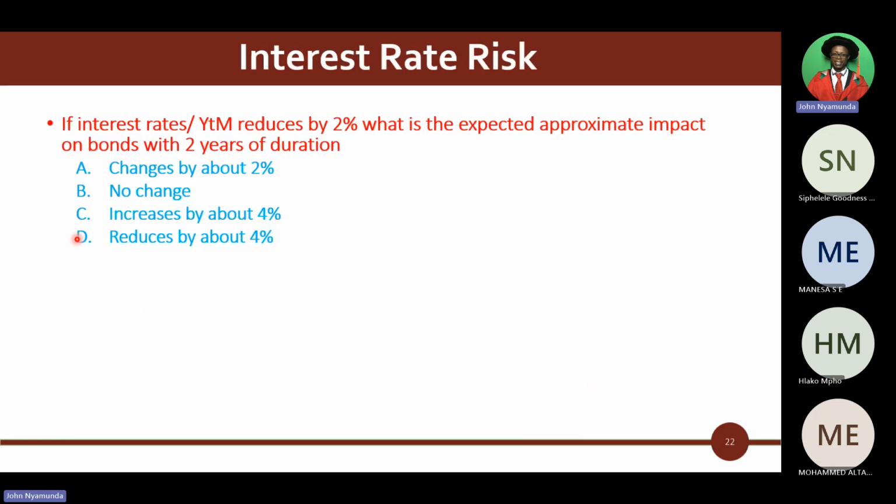Thank you for questions. Okay, let's ask our theoretical question. If interest rates reduce by 2%, what is the approximate impact on the bond with 2 years to maturity? Remember, this is just to solidify your theory.